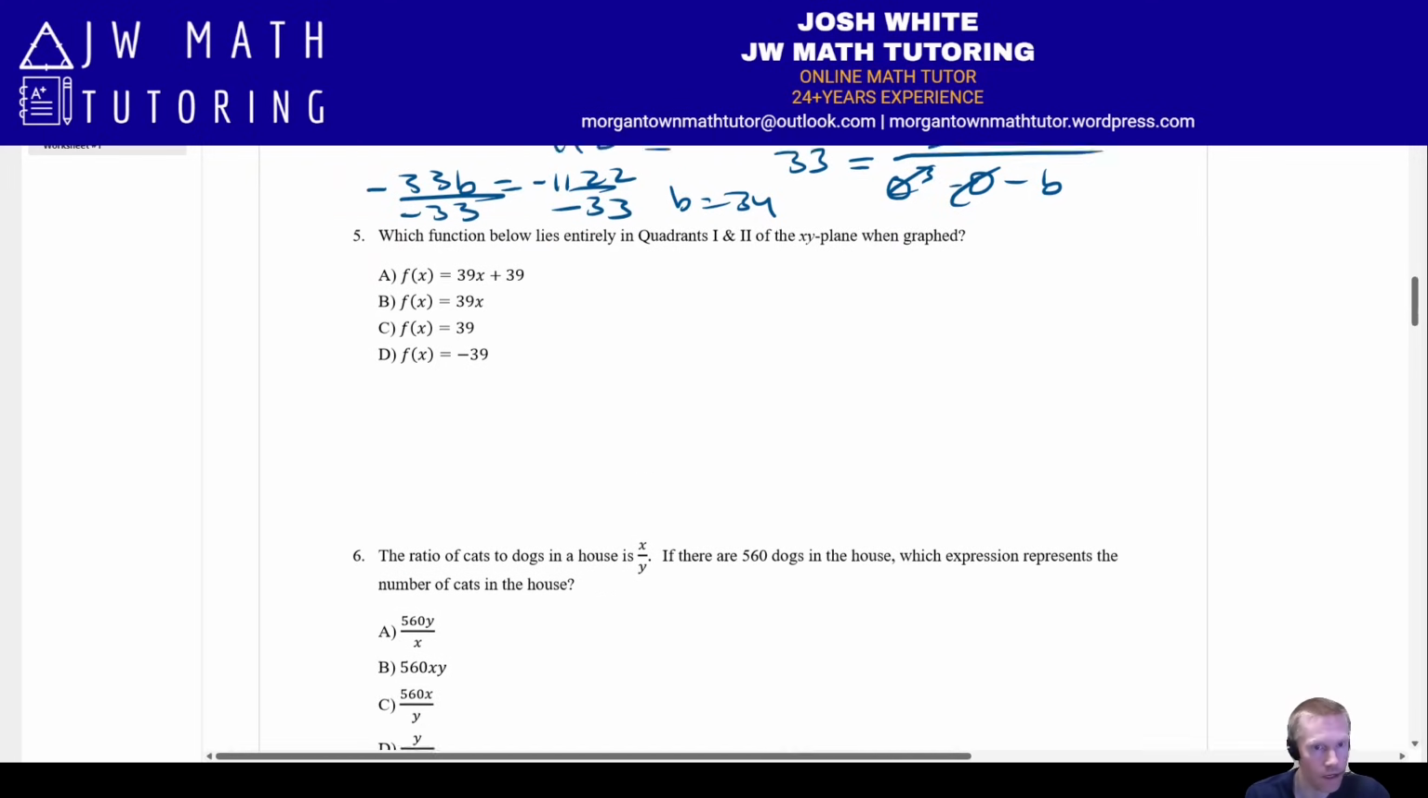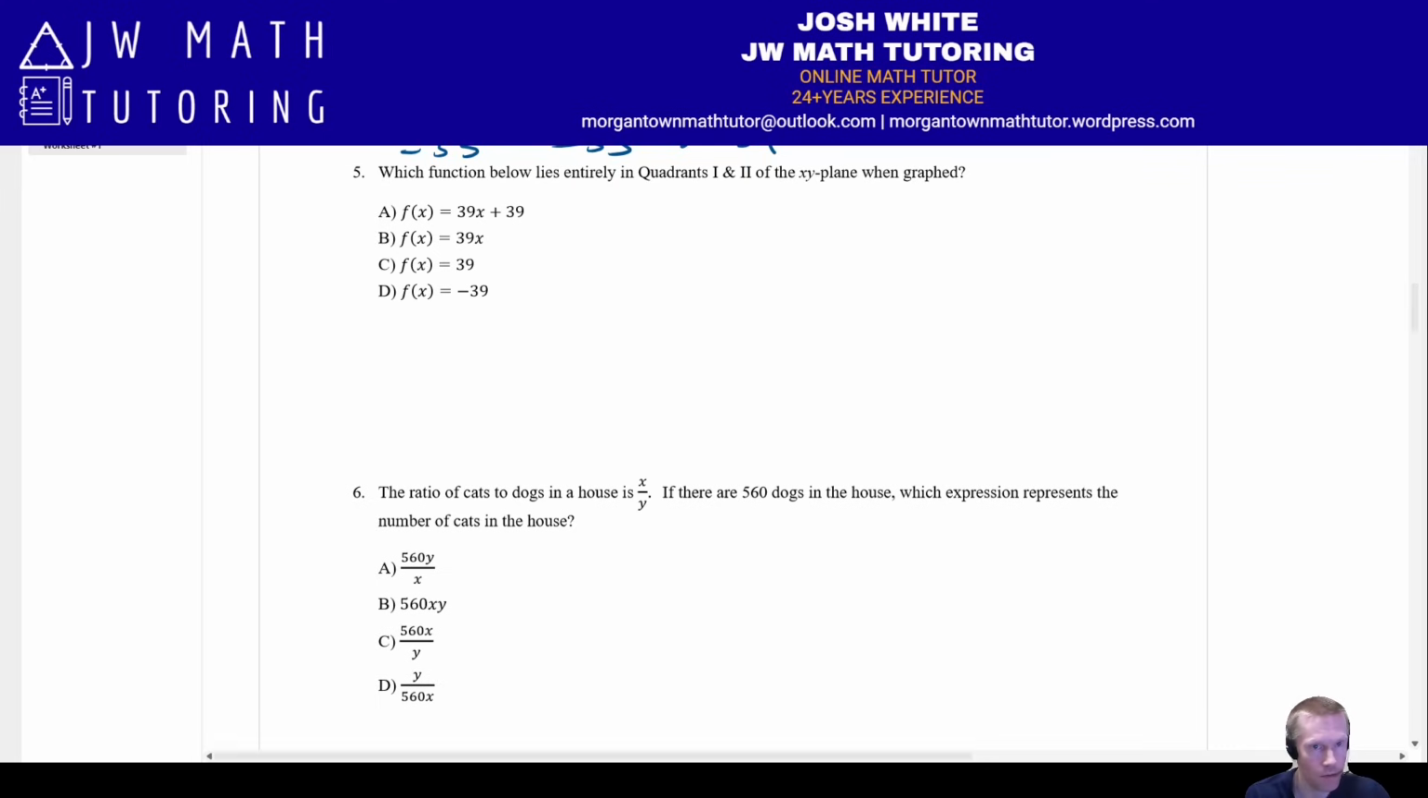All right, let's move on to the next problem. Question number 5. Clear off some of this stuff. Okay, so which of these functions below lies entirely in quadrants 1 and 2 when you graph it? So if you think about it, here's quadrant 1, here's quadrant 2. You basically need a horizontal line with a positive y value.